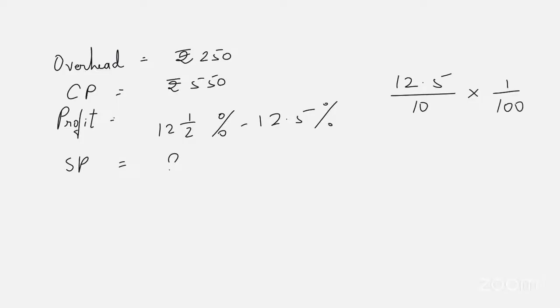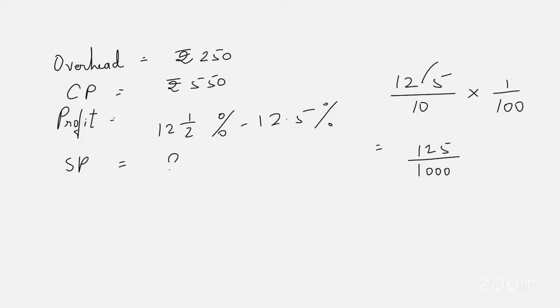So we remove the point, and we will get how much? 125 upon 1000. 125 upon 1000. Solve this and tell me how much you will be getting.